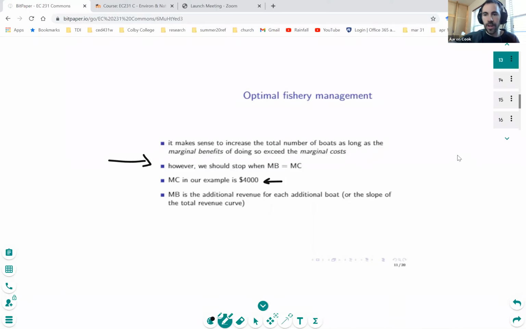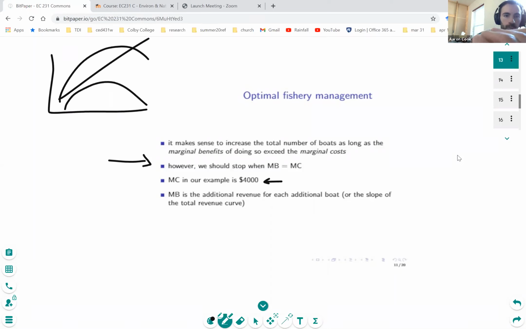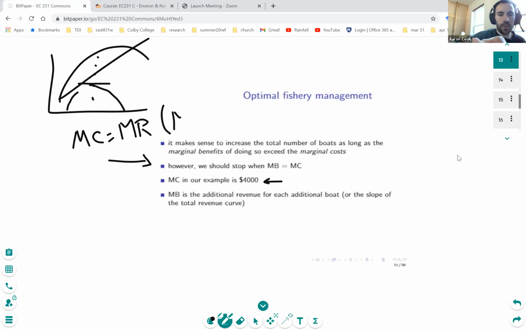That's the point where we saw that profit-maximizing level, where the total profits peak, somewhere, I don't know, around here. That's going to be the point at which marginal cost equals marginal revenue, or marginal benefit. Those two terms will be synonyms for our purposes here.